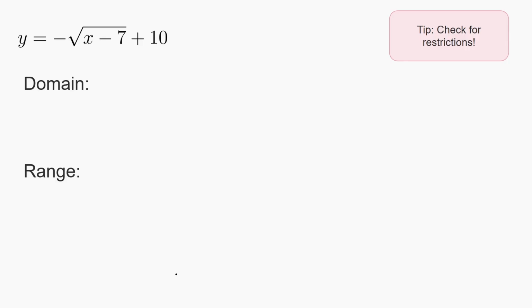Now, for this question, we have y equals negative square root of x minus 7, plus 10. What's our domain? Let's start with the square root that we have. Like I mentioned before, this is an even square root, so x minus 7 here needs to be non-negative. So x minus 7 needs to be greater than or equal to 0, so x needs to be greater than or equal to 7. Our domain is going to be 7 to infinity. And this is a bracket because 7 here is included.